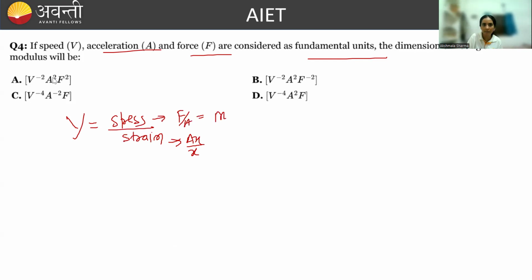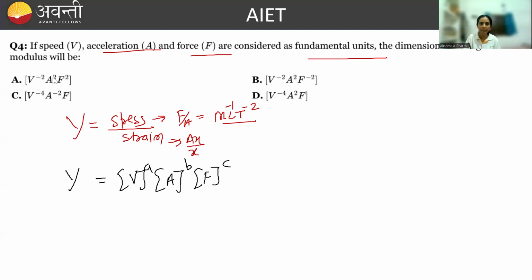So its dimension is M L minus 1 T minus 2. Now we have to express this in terms of V, A, and F. For solving such questions, you will write Y is equal to V to a certain power, let's say a, A to a certain power, let's say b, and F to a certain power, let's say c. Now put the dimension of each thing. The dimension of Y is M L minus 1 T minus 2.